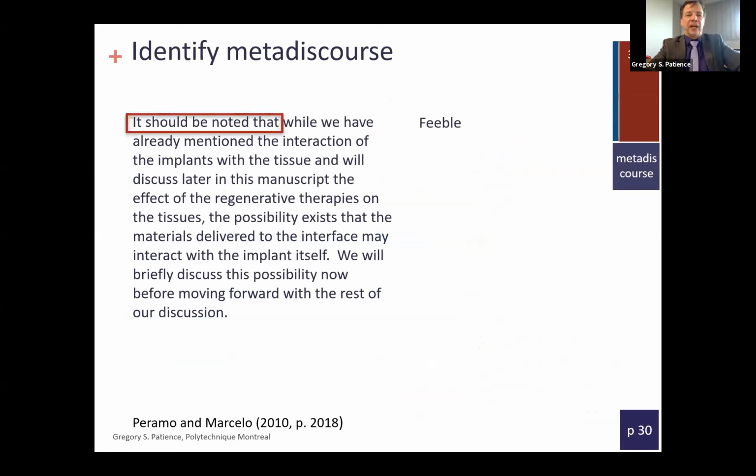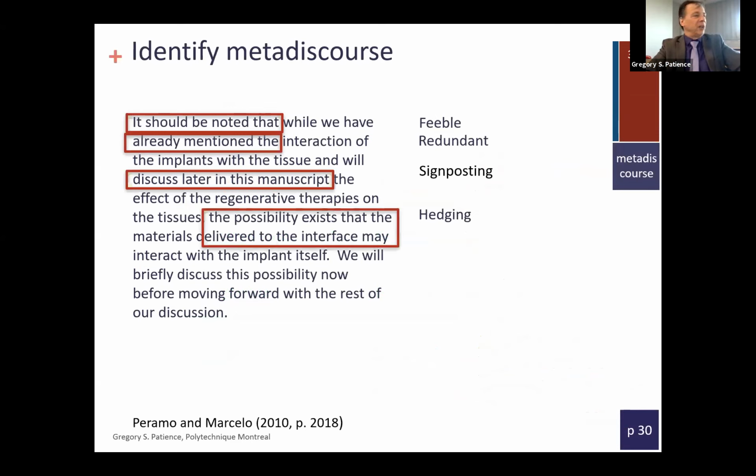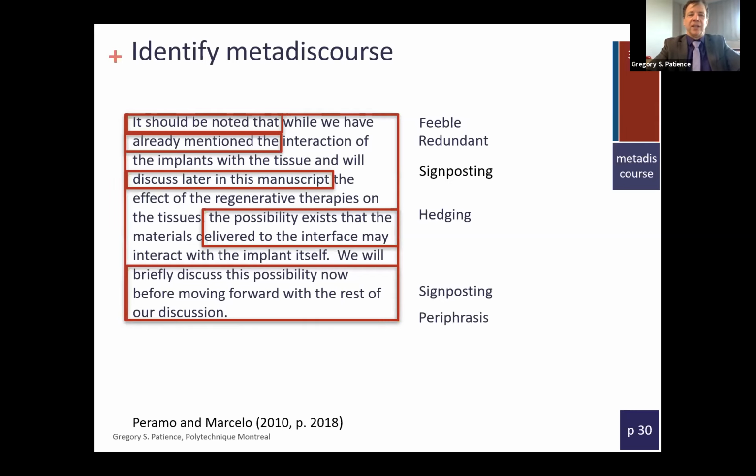Now, here's an example of an article that we looked at, and we'll just go through it quickly. "It should be noted that" is feeble, okay? "Already mentioned" is redundant. "Discussed later in this manuscript" is signposting. "The possibility exists that it may interact" is hedging. And then signposting: "We will now move forward with the rest of our discussion." Again, too much text. That whole text is periphrasis, okay? What they are saying is materials at the interface interact with the implant or can interact. And that's a bit of a hedge as well.